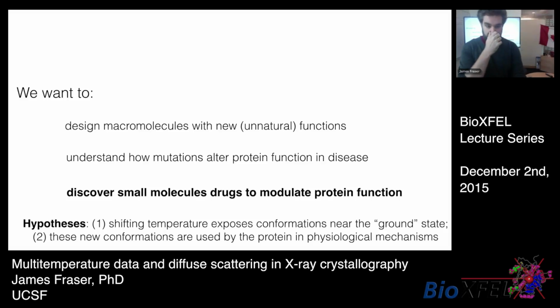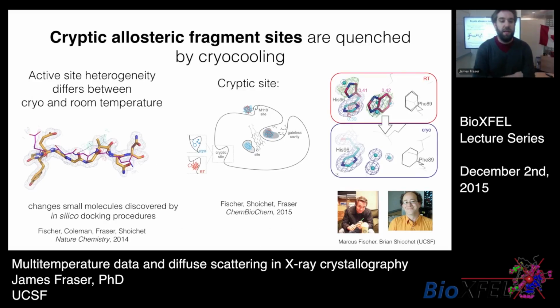So finally, we'd like to be able to discover small molecules that can modulate protein function. And again, here the use of room temperature data collection and multi-conformer modeling has really been key to our work. So in collaboration with Brian Shoichet over the past few years, we first showed that in one of their model systems for doing in silico drug discovery, the data collection temperature would actually modulate the conformational heterogeneity of the key loop that essentially makes all the interactions with the small molecules that they discover. And in fact, the conformation that is best for small molecule binding is only populated at ambient, room temperature, and not at cryocooled temperatures.